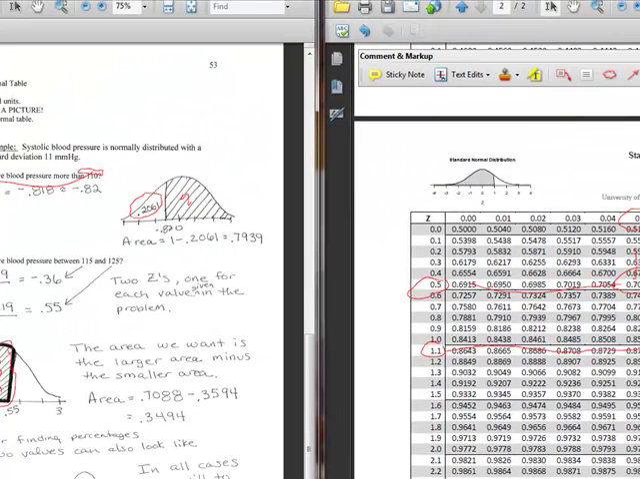So I think that's about it, and you should go on and do the first page of in-class exercise 7. Just the first page of it.